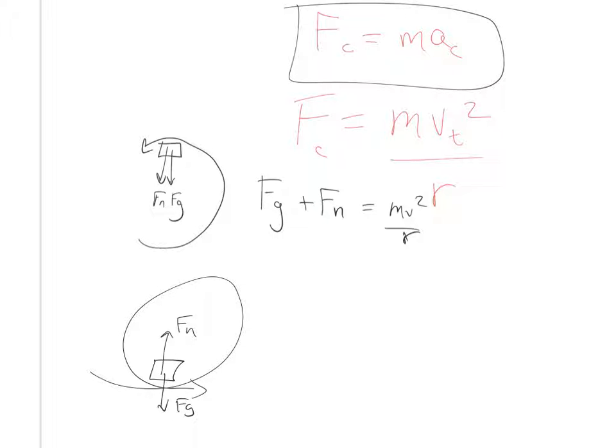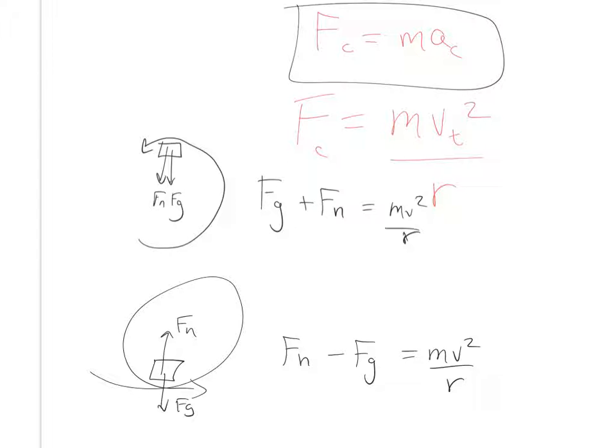After it completes the loop, gravity is still pulling down, but now Fn pushes back up because it wants to move out. Remember, it always wants to move out of the circle. Fn is pushing back. So this equation would become this: Fn minus Fg equals mv squared over r.